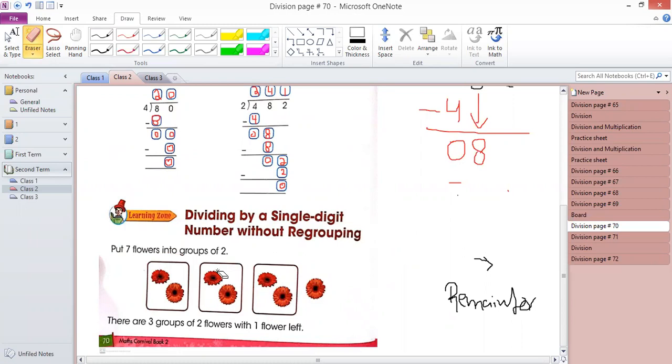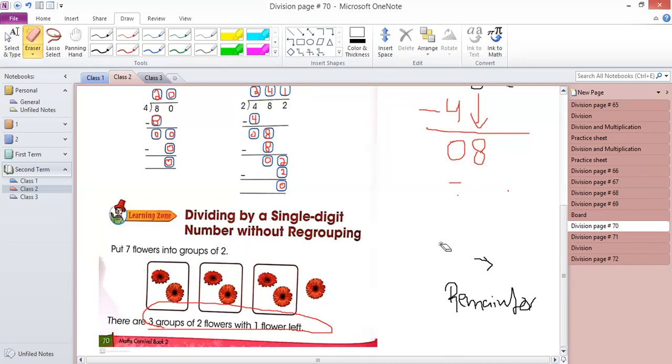So when you divide 7 by 2, you actually have 3 groups of 2 flowers with one flower left. So you cannot make more than 3 groups of 2 flowers with 7 flowers.